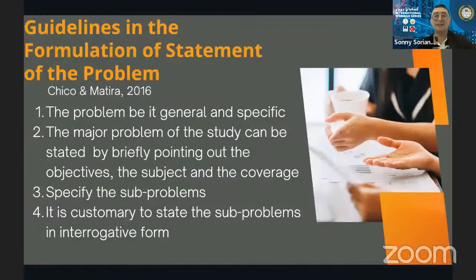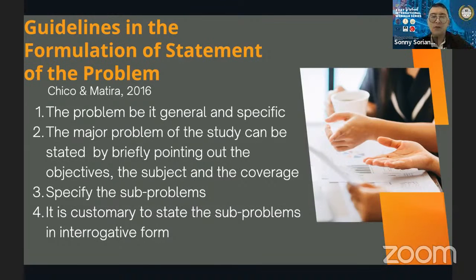Those are the characteristics. Educators and researchers, once we have in mind a list of different research titles, we must also know the different guidelines in formulating the statement of the problem. It is very important, dear educators and researchers, that our research title is parallel to our formulation of the statement of the problem.